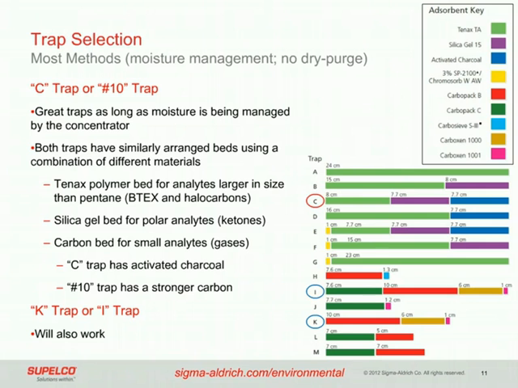There's a combination of a 10X polymer, which will grab most of the large analytes, anything larger than, let's say, a pentane. So it grabs the halocarbons, will grab your BTEX. Silica gel bed will grab the polar analytes, in particular the ketones. And both traps have a carbon bed at the very end to grab your small analytes like your gases. The C trap uses an activated charcoal. The number 10 trap uses a slightly stronger carbon material. The K or the I trap will also work, and it really depends on the system you're using and how you want to set that up.